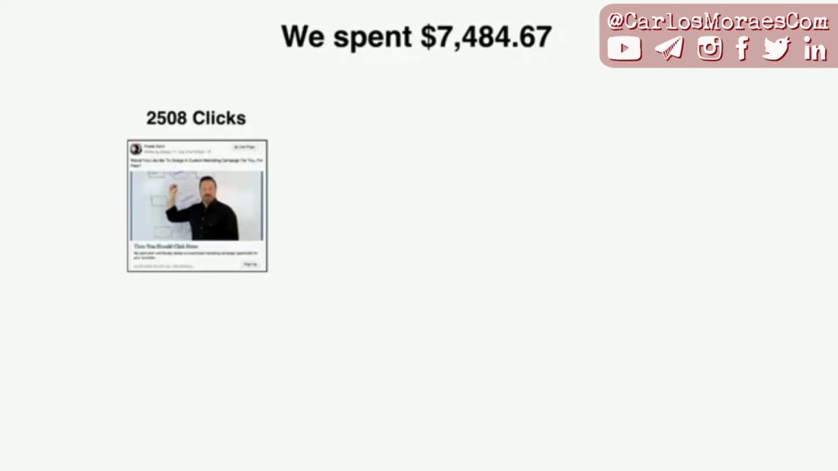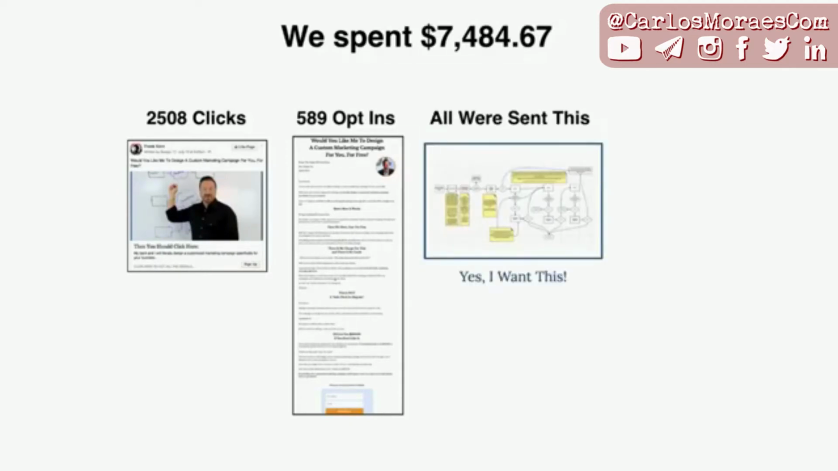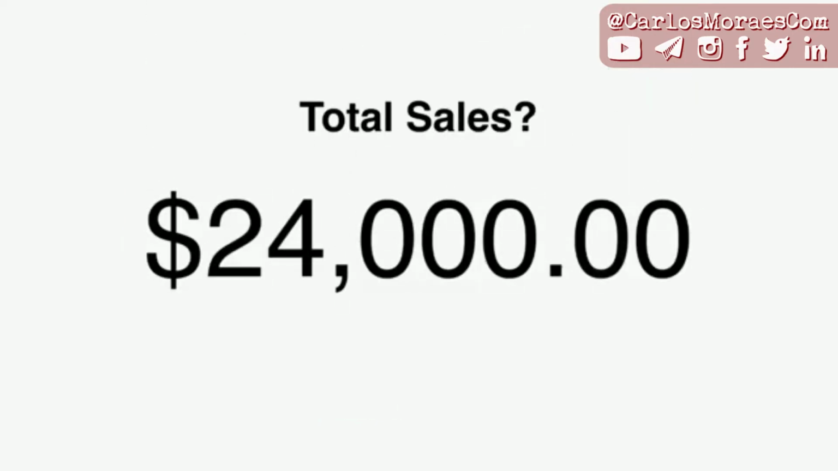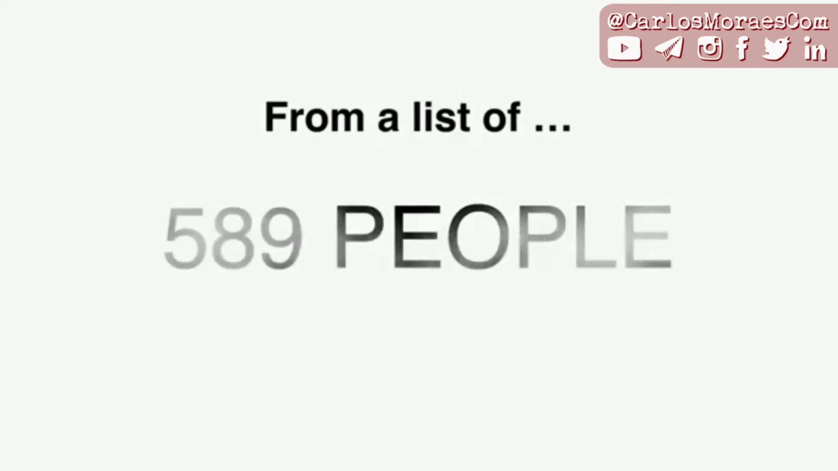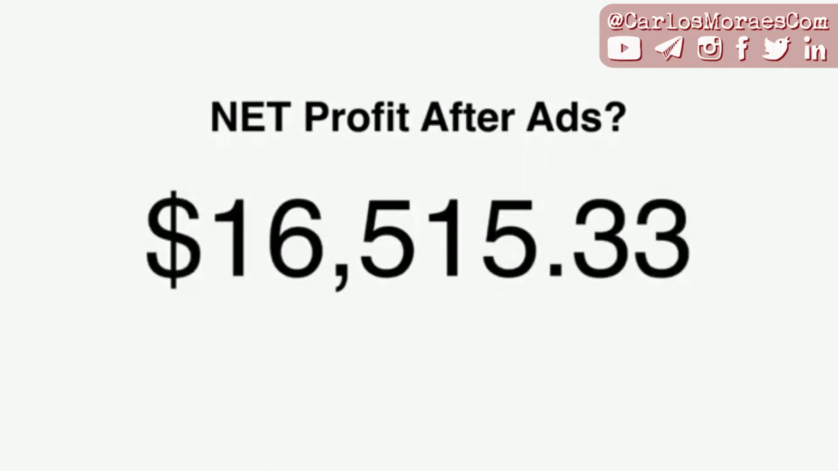So here are the final numbers for that month. We spent $7,400 driving 2,500 people there. Of those 2,500 people, 589 of them opted in. They were all sent this video sales letter, which caused them to apply for a conversation, right? Knowing the price, 28 applied, our total sales of $24,000. Okay, so pretty good. We generated a list of 589 people. We sold $24,000 worth of stuff from that little list. Net profit after ads was $16,000.